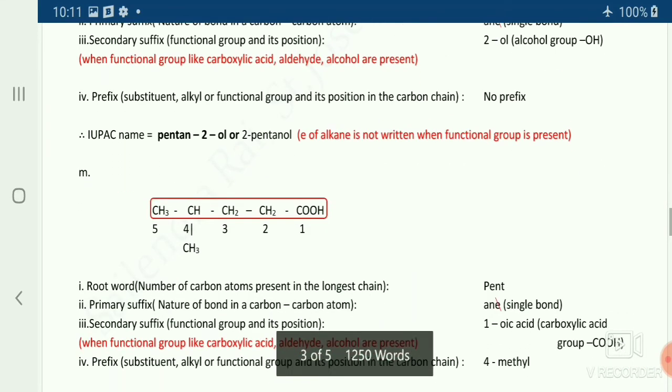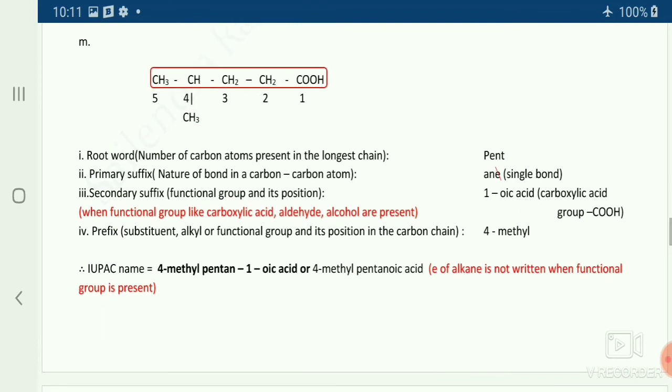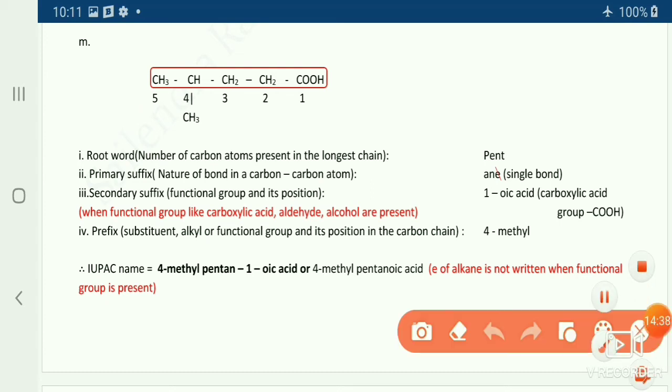Clear? Next one is M. Okay, you have a straight chain. Number of carbon atoms in this case is how many? There are 5. 1 2 3. We have to count the carbon atom of the functional group also. Okay, please remember that, don't forget it. So 5 is pent. Meth, eth, prop, but, pent. Then primary suffix, of course it is all single bond, so it is ane.